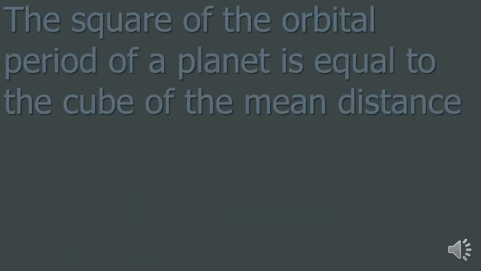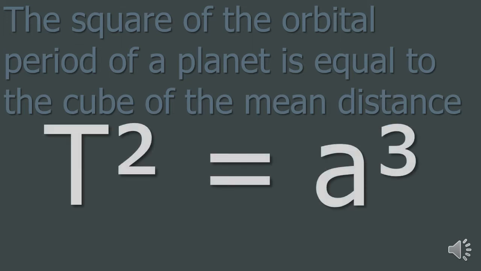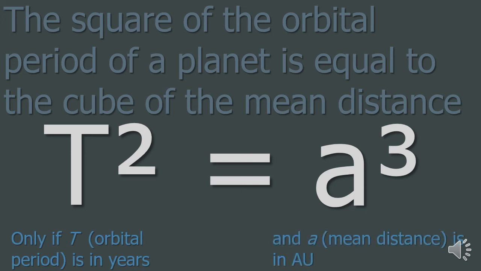So the third law says that the length of the orbital period of a planet squared is equal to the mean distance of the planet cubed. This law only works if the unit for the orbital period is Earth years, and the unit for the mean distance is astronomical units.